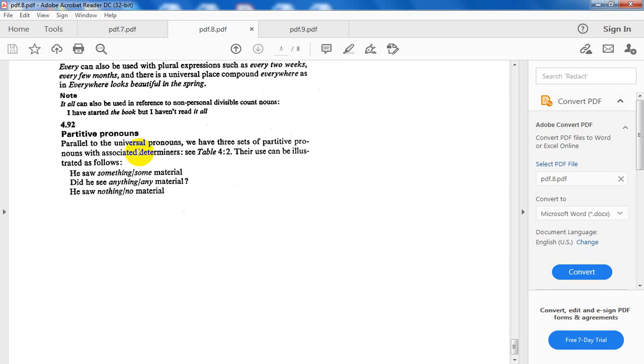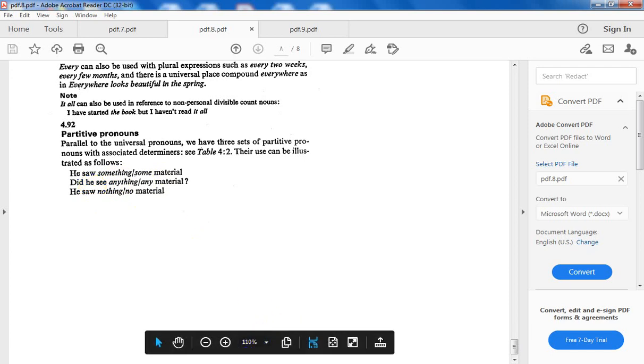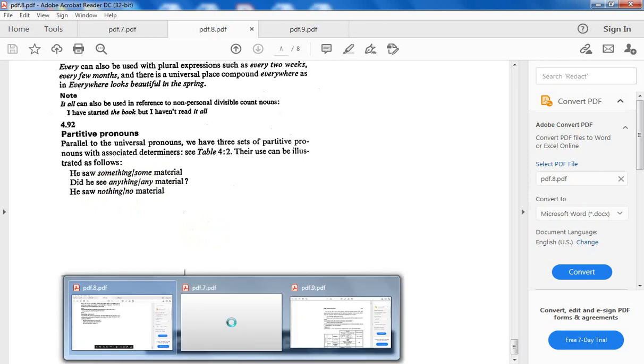Like everyone, everybody, and so on. He saw something, some material. Did he see anything, any material? He saw nothing, no material. Of course, I know that some is for positive sentences, assertive; any is for questions, non-assertive; and no and its compounds are for negative.